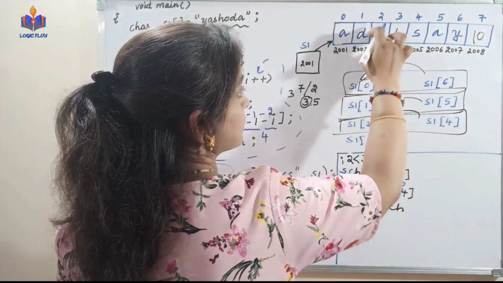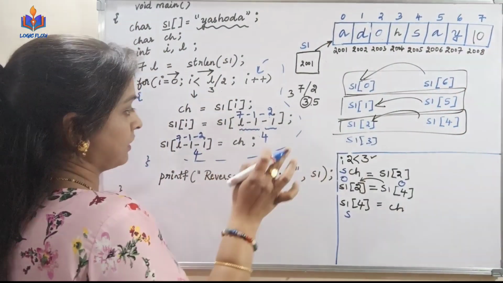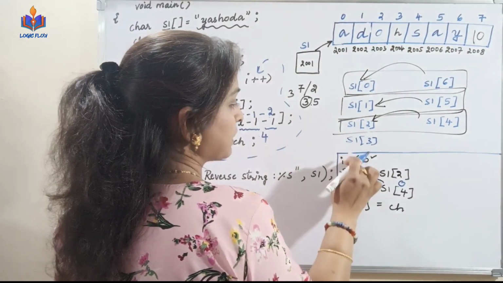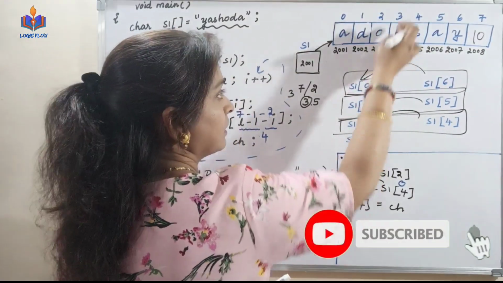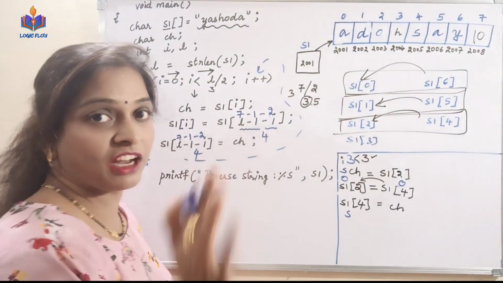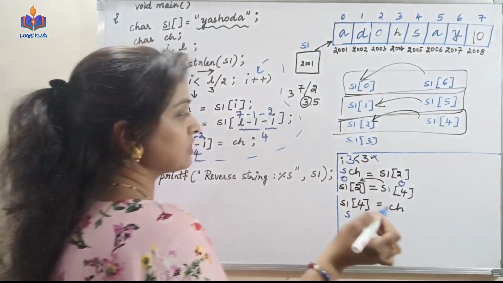So this interchange we have done, and looking back, I gets increased, I becomes 3. Because it is the middle character, I need not do any changes, I need not do any swapping, it remains the same thing itself. 3 less than 3, no, the condition is not satisfied.